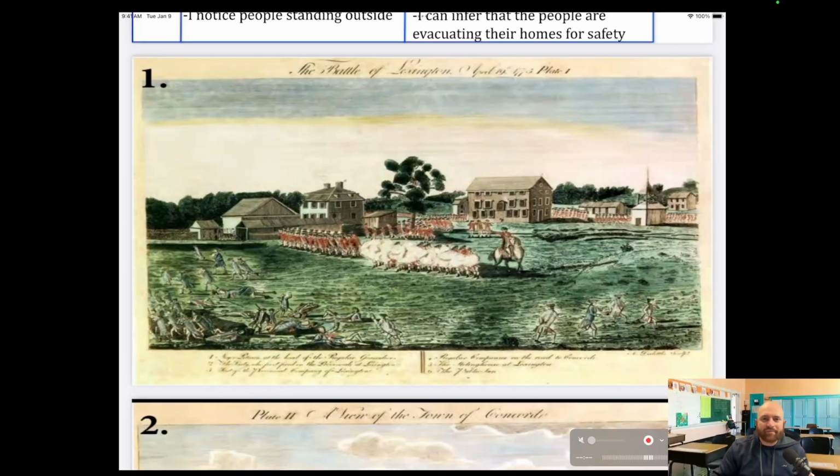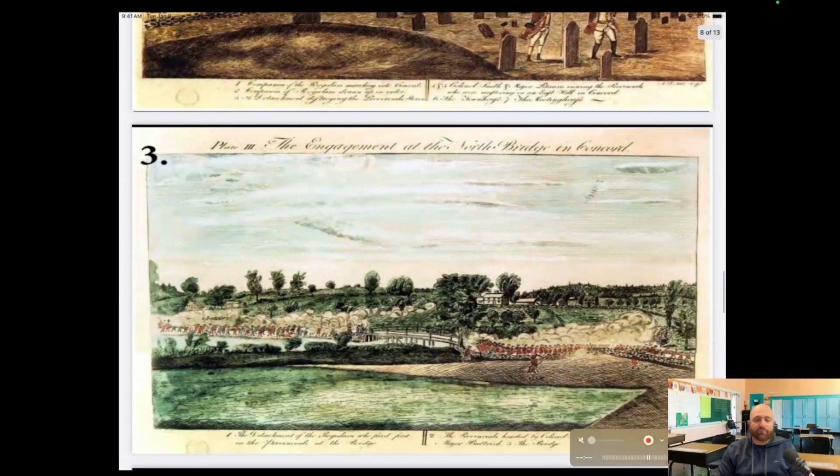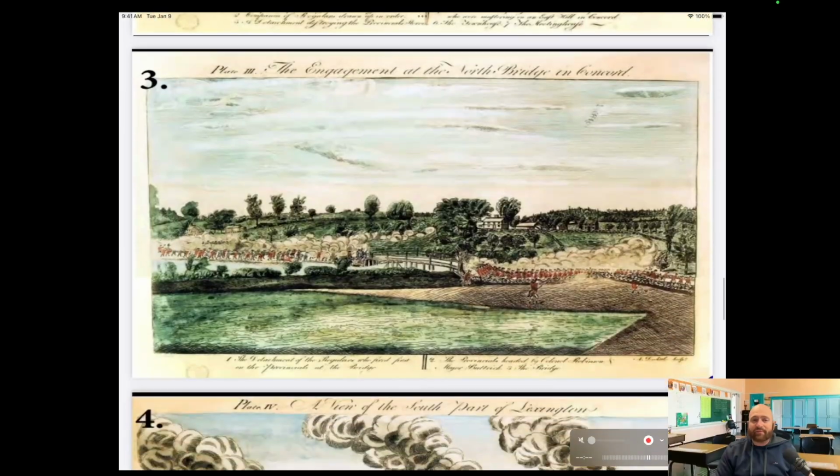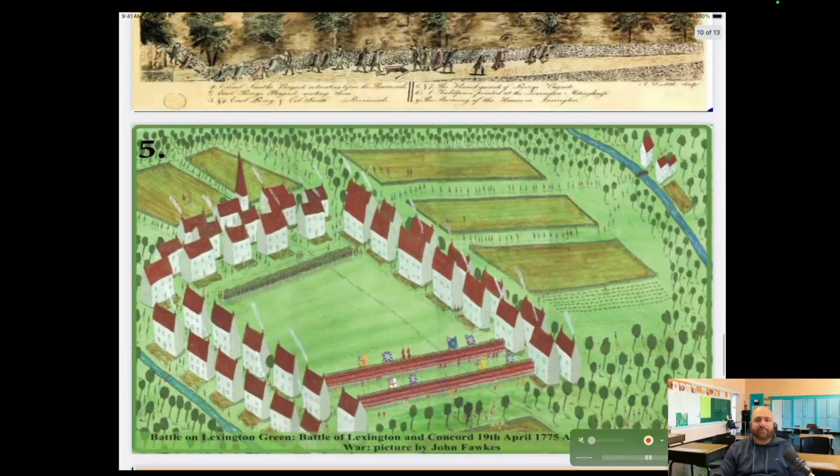All right, ladies and gentlemen, this week we started off with the Battle of Lexington and Concord. We learned about the very first battle of the American Revolution. So what we did is we looked at 6 primary sources, all created during the American Revolution. Some of them were from the British side, some from the American side, because remember, we're looking for biases and learning about different perspectives.